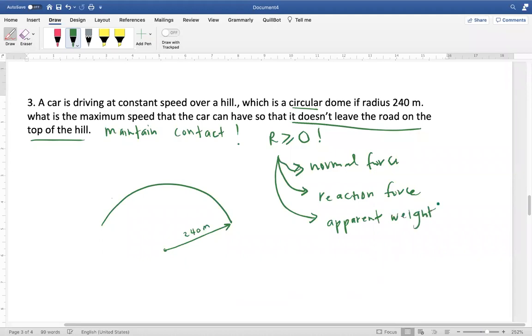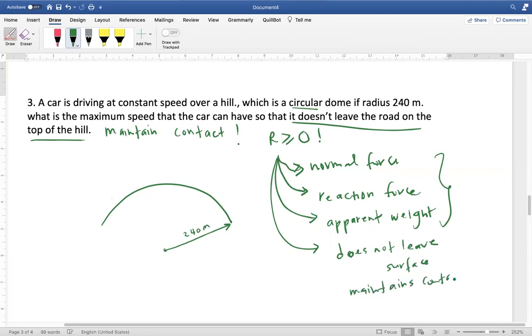So when the question asks you what is the normal force, what is the reaction force, what is the apparent weight, it means disuruh cari R. Okay, kalau nama-nama ni tak tahu macam mana nak solve, betul tak? So these are the three variations nama R. So normal force, reaction force, apparent weight, or does not leave surface, or maintains contact. Semua referring to R. Okay, so these are the keywords.